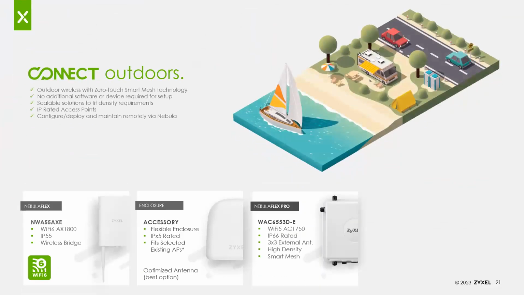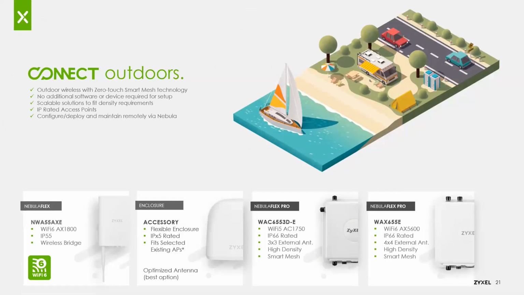And then we do have a number of access points specifically designed to be used in an outdoor environment. On the low end, we have our NWA55AXE, great for short point-to-point links between buildings and providing basic coverage, primarily at a home or for a small office. We also have an outdoor enclosure that fits a lot of our access points and allows you to cheaply turn one of our indoor access points into an outdoor access point for providing coverage.